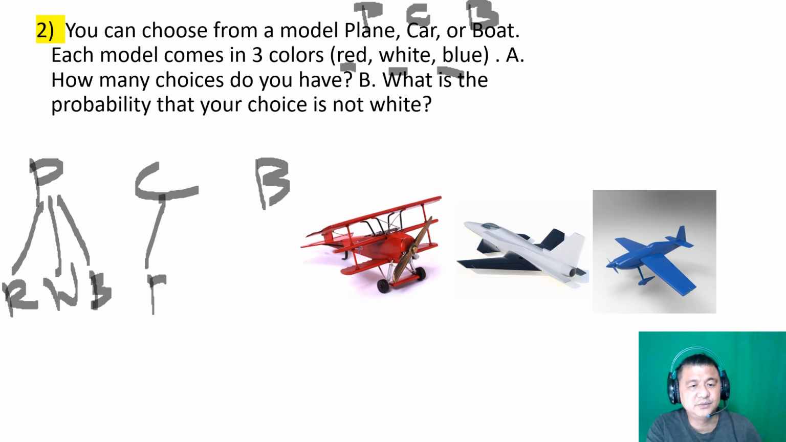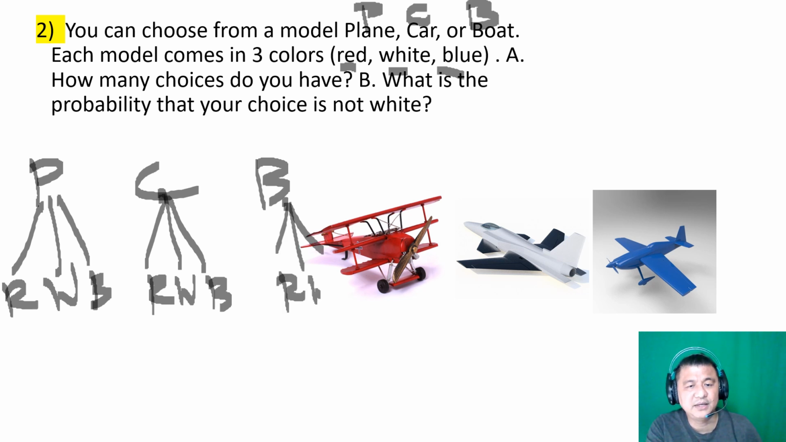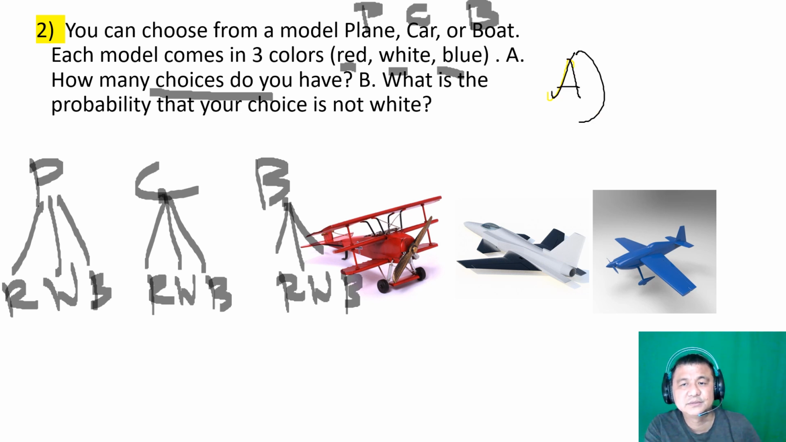Okay, a car red, car white, car blue. A boat red, a boat white, and a boat blue. So that's it. How many choices do you have? That's easy. Look at the final choices. We have 3 plus 3 plus 3. That's a total. Letter A, our answer is, we could do 3 times 3, which is 9.